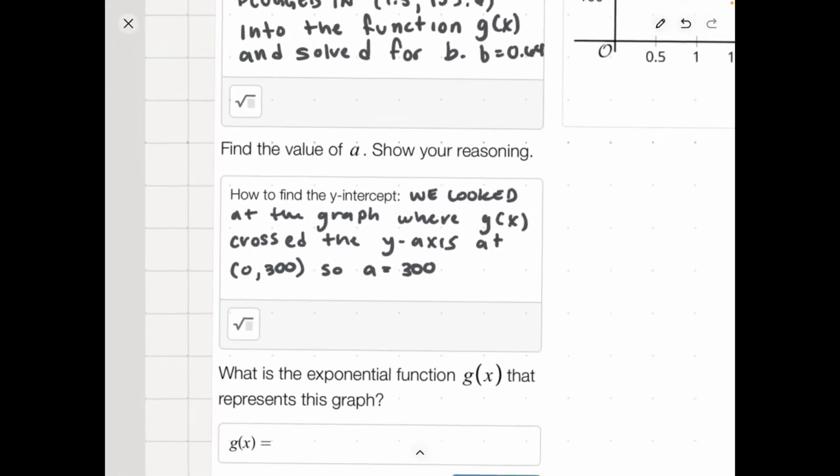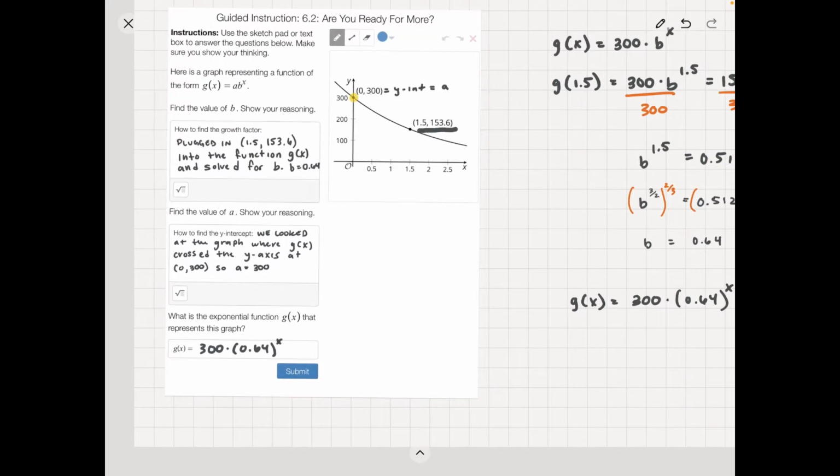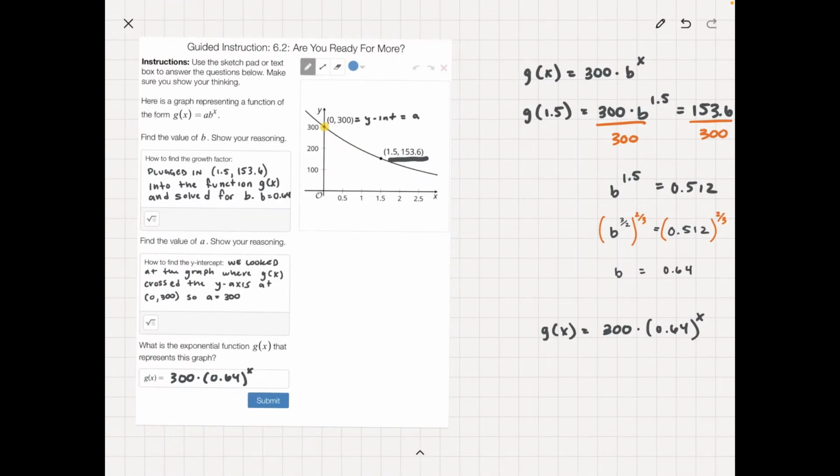That was our y-intercept. So what was our function again? Our function was 300 times 0.64 raised to the x power. Okay. So not too bad. All you have to do is look for a few different pieces of information. The first place is you got to find the y-intercept. That's important. So find your a. Once you know that, all you have left in your function is b, and then you can solve your function for b. Okay, so that's the process for using 2 points on a graph in order to find the equation.